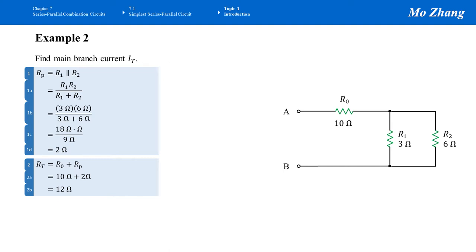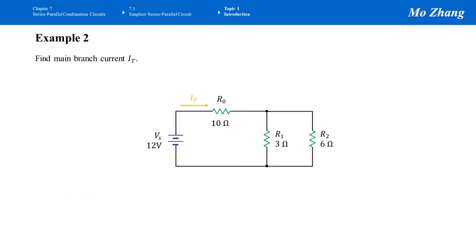Continue from previous circuit, now we're going to add a source here. We add a 12 volt DC source into the circuit. Connect the source between the terminals. The question is, how much current flows out from the source and delivered to the system? We have a special name for this kind of current. It is called the main branch current. As shown here, it is labeled as IT, where T stands for the total current entering to the system. Either we can call it total current or main branch current.